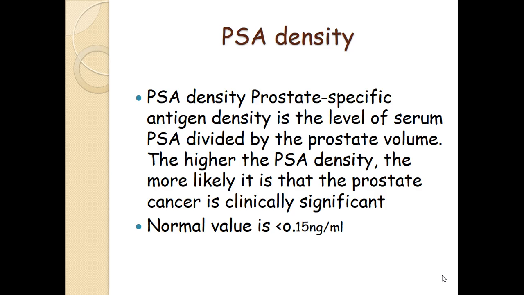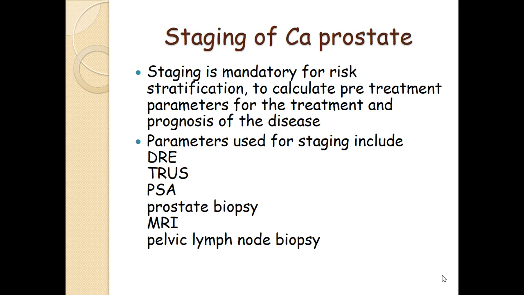We usually calculate PSA density. Prostate specific antigen density is the level of serum PSA divided by prostate volume. So volume is important. If one patient has a volume of 25 ml and another has a volume of 100 ml with the same PSA, it is different. The higher the PSA density, the more likely it is that the prostate cancer is clinically significant, and the normal value is less than 0.15 nanogram per ml.